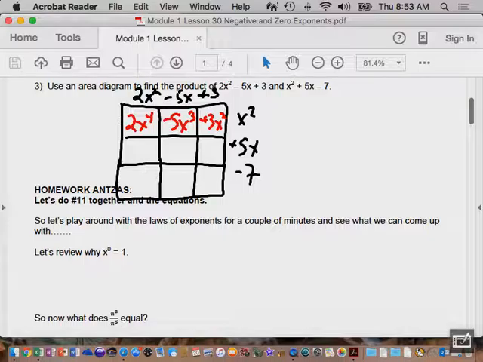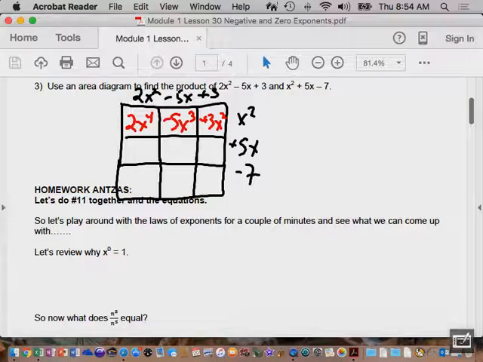At extra help today, a couple of kids set the whole problem up. They did so much right work, but they didn't put signs in. And when they didn't put the signs in, they wound up getting one part out of the multiple parts at the bottom wrong, or one term wrong. We don't want that. Always put the sign.